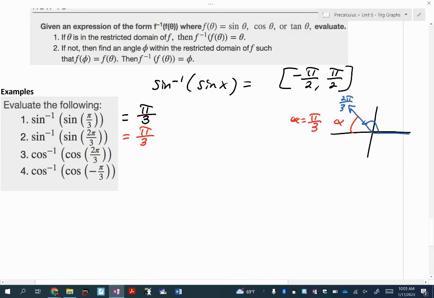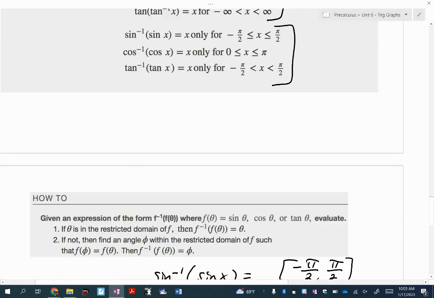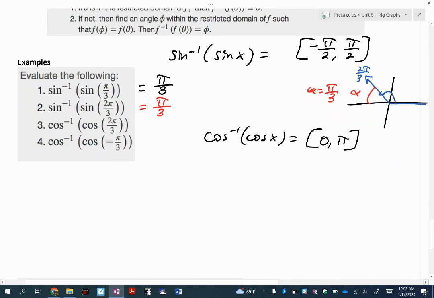Now, the next one is cosine. So let's just do a little work here for cosine. So cosine to the negative first power of cosine of x is going to have the restriction 0 to pi. Confirm with the table if you need to right here. Yes, 0 to pi. All right, so what is the answer here? Is 2 pi over 3 between 0 and pi? We just said that 2 pi over 3 is in the second quadrant, so it's not past pi. So actually the answer here is 2 pi over 3.